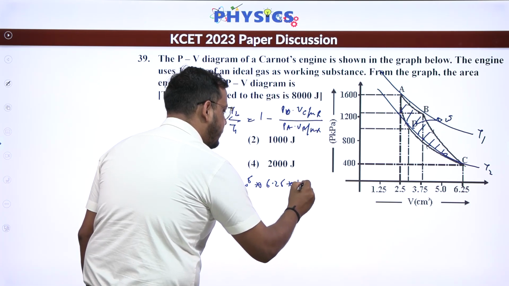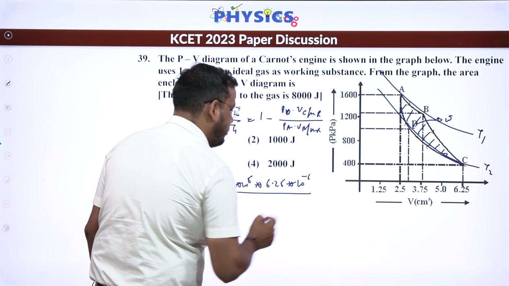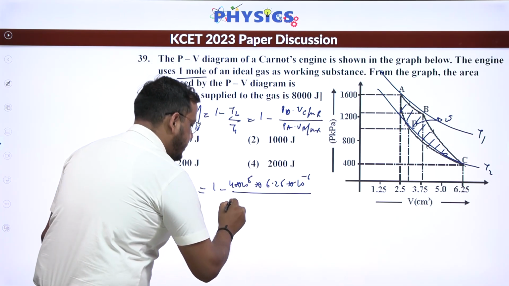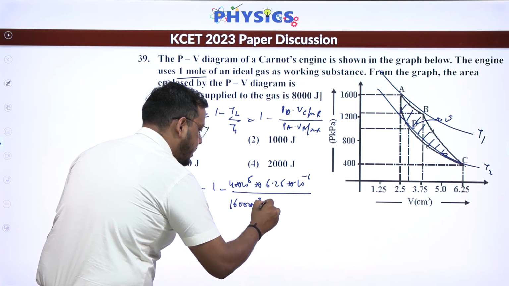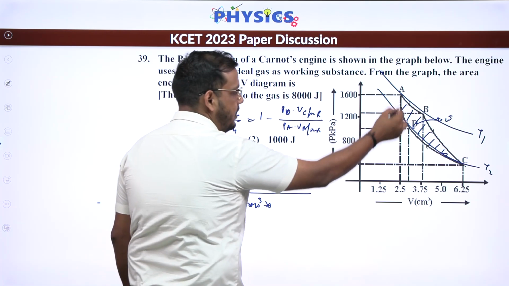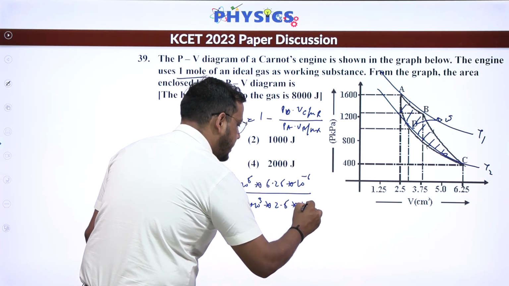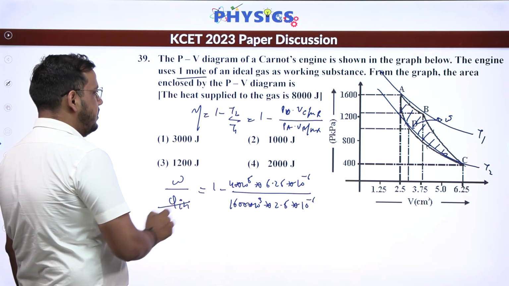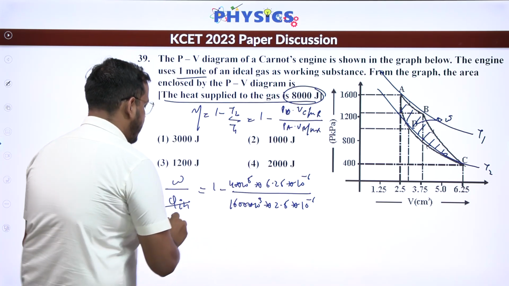into 10 raised to power minus 6, because it is given in centimeter cube, so you have to place it in meter cube, divided by pressure at point A, which is 1600 into 10 raised to power 3 per kilopascal, and volume is 2.5 into 10 raised to power minus 6. After solving this equation, Q input is given in the question. Q input, the heat supplied to the gas, is 8000.